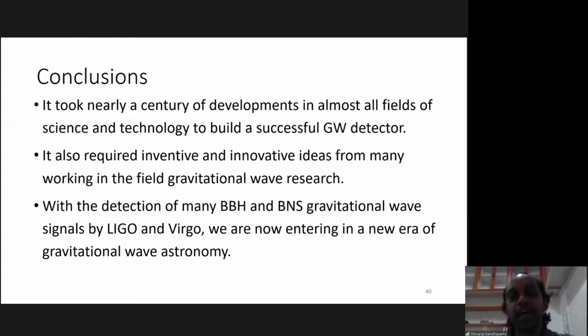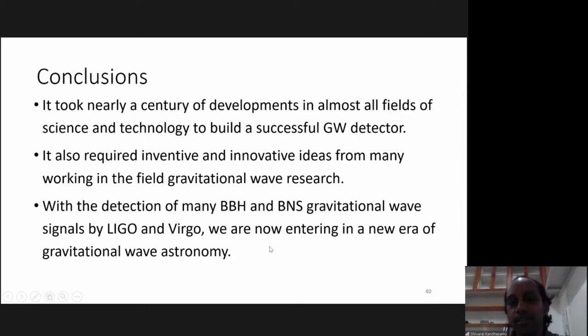it may be that we are at the right time to be able to build an instrument to detect this gravitational signal. Before that, it would not be possible, because we would not have these powerful computers or these powerful technologies to build all these high precision optics and very high power lasers with such stability. So as I said, it also required very innovative and inventive ideas from many different fields, from people who are actually working in this particular gravitational wave research.